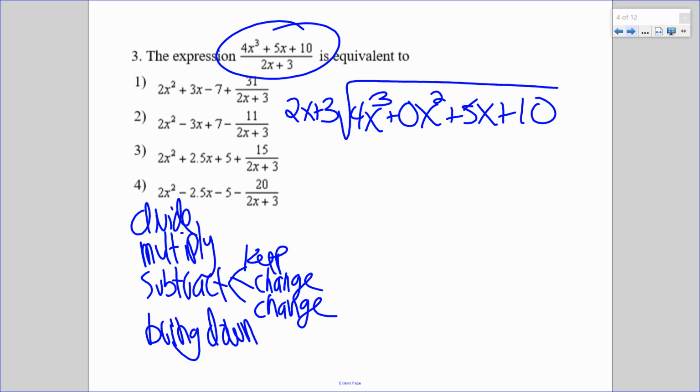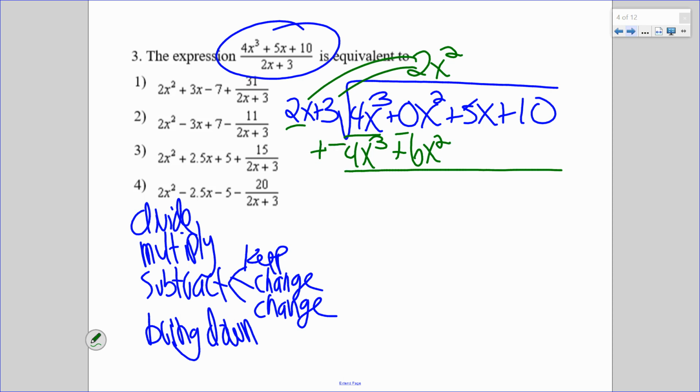So what am I dividing? I'm dividing the first term by the first term. That's 2x squared, and I'm putting it over the x squared term. That's divide. Multiply. I'm multiplying the 2x squared times the 2x plus 3. It gives me 4x to the third plus 6x squared. Subtract. Keep, change, change. Cancel. Negative 6x squared plus 5x. Bring down. That's one cycle.